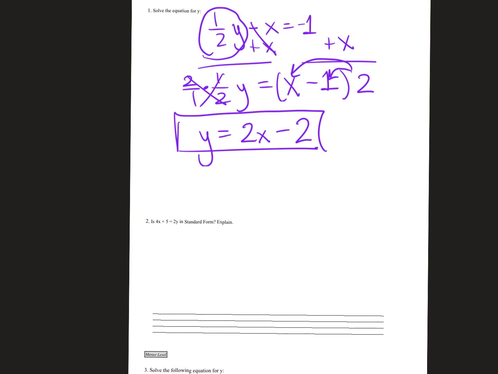Next question is, I'm going to write it bigger. 4x plus 5 equals 2y. Is that standard form? Well, what is standard form? It's ax plus by equals c. So yes, this is ax, but my by is in the wrong place, and my c is also in the wrong place. So no, it's not standard form.